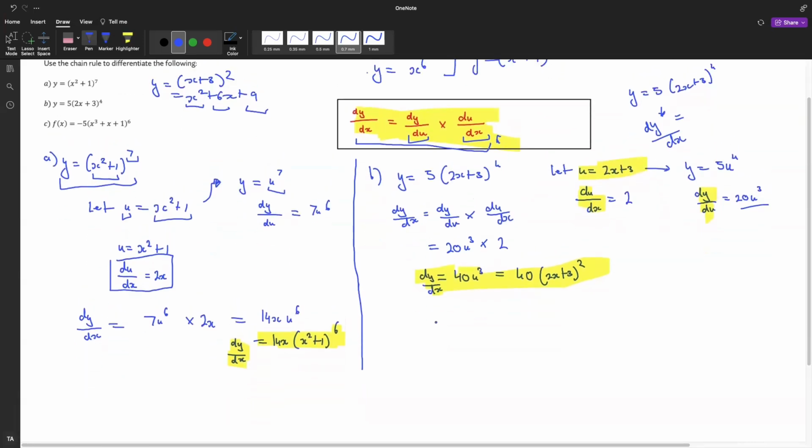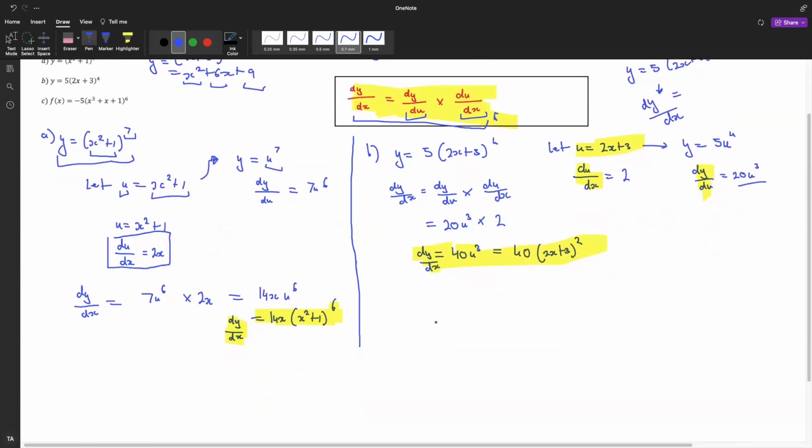Okay, and now we're going to go through the same thing for this last question. Again, feel free to pause the video and try it yourself, and then come back. So f of x is equal to negative 5 times (x cubed plus x plus 1) to the power of 6. Okay, so again, we've got our function inside.